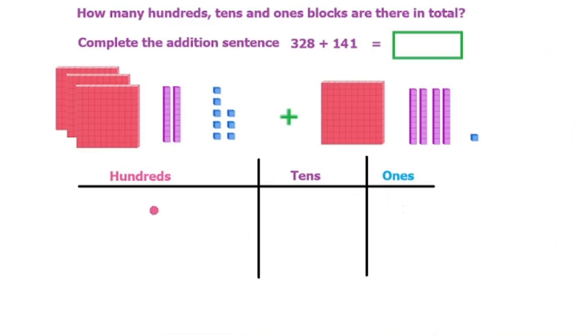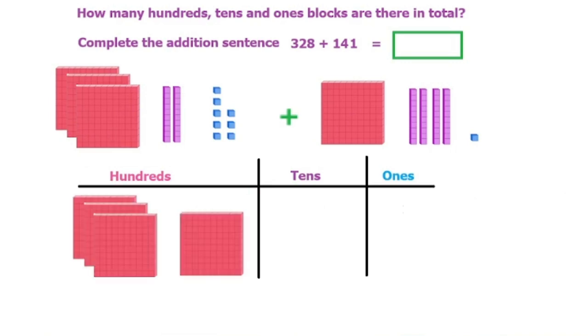So if we add up the hundreds, we'll put these 3 blocks here, and then this one also over here. So how's that going to look? It'll look like this. So we have 1, 2, 3, 4 hundreds. So let's write that in. 4 hundreds. So now let's move to the tens place value.